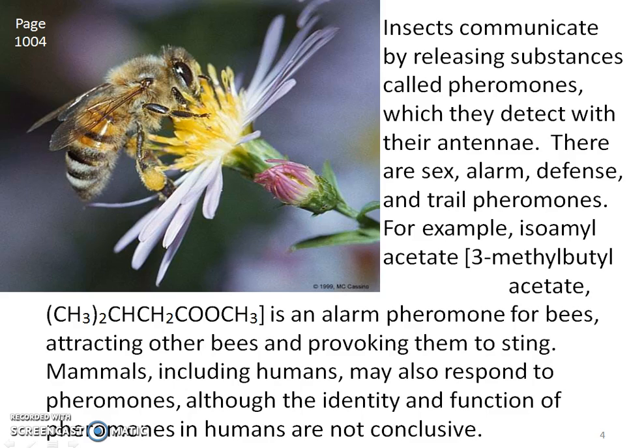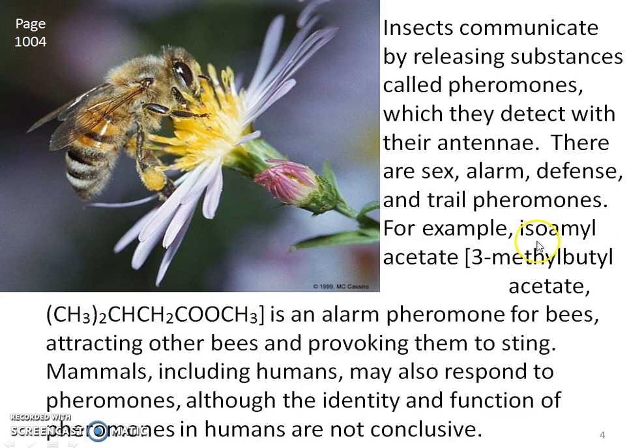I always like to start the chapter with the information paragraph that they give us. So on page 1004, insects communicate by releasing substances called pheromones, which they detect with their antennae. There are sex, alarm, defense, and trail pheromones.